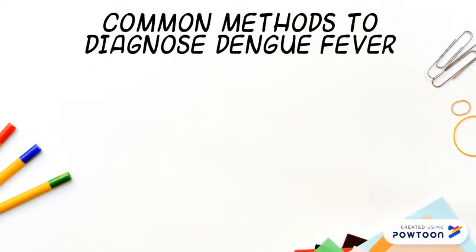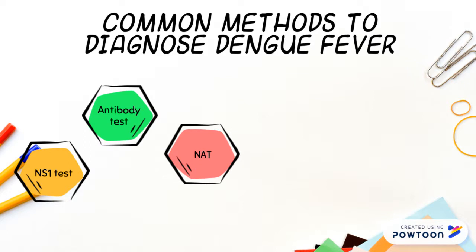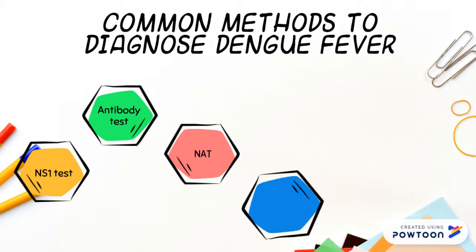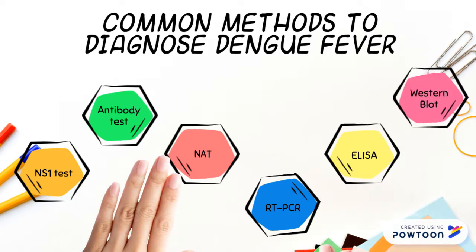Here are the methods to diagnose dengue fever. The first one is NS1 test, next is antibody test, and then we have NAT test. Up next, we have RT-PCR test, then we have ELISA test, and lastly we have Western blot.